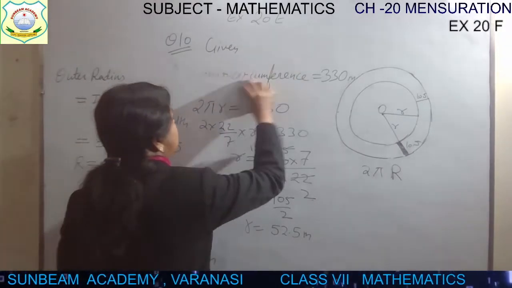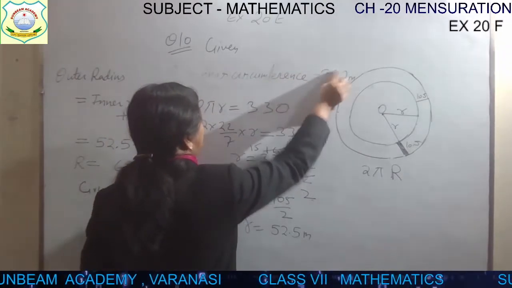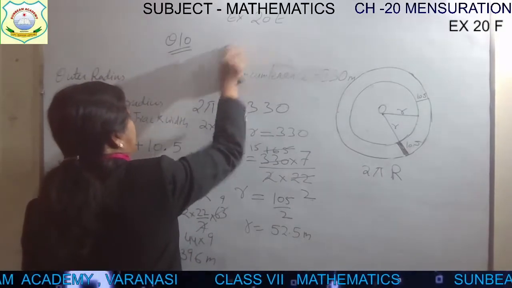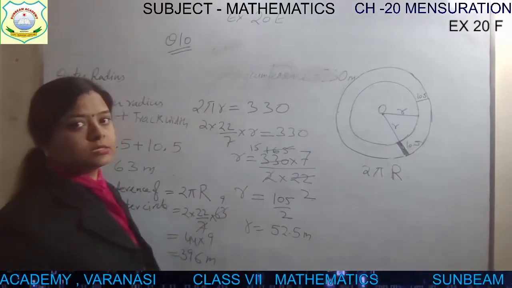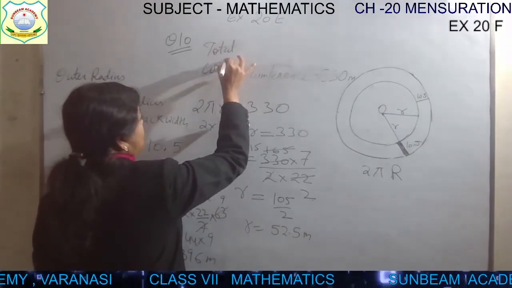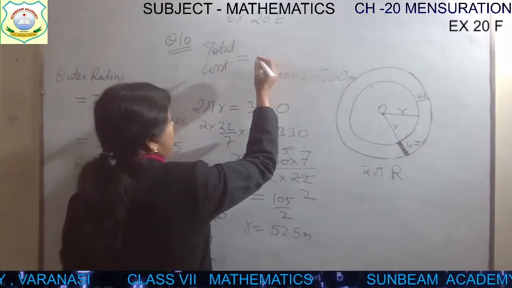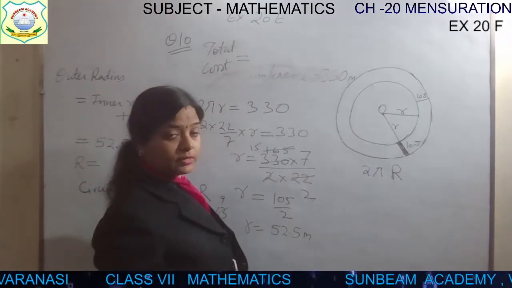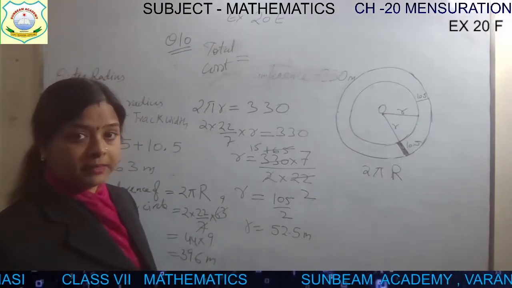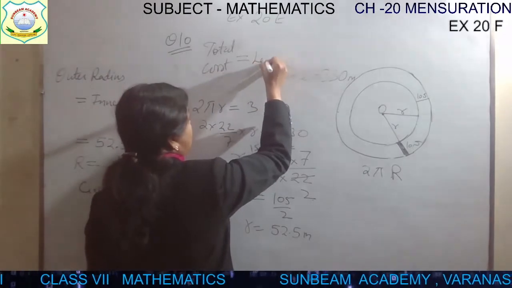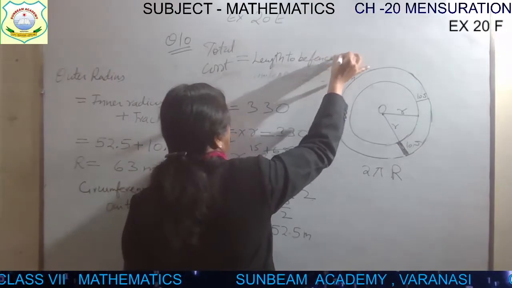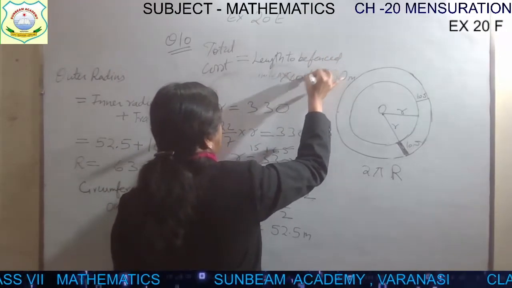Now the total cost will be equal to how much? It is not given. We will find it. Now the total cost will be equal to total fencing, the length to be fenced, into cost per meter.